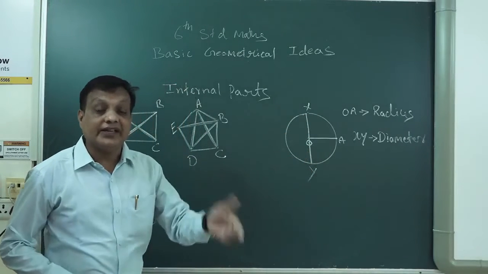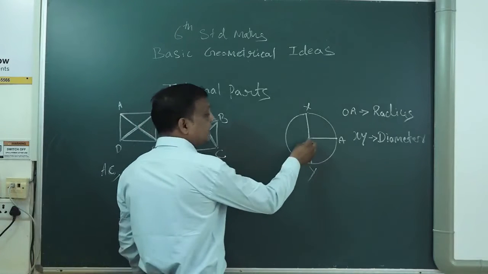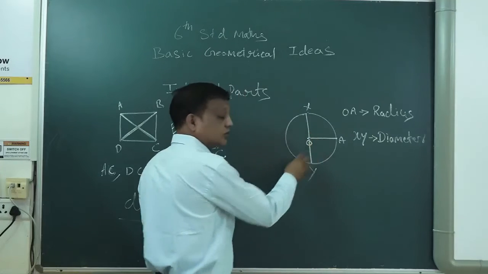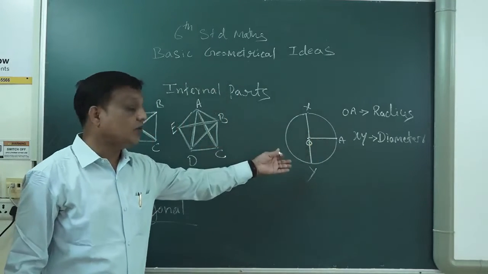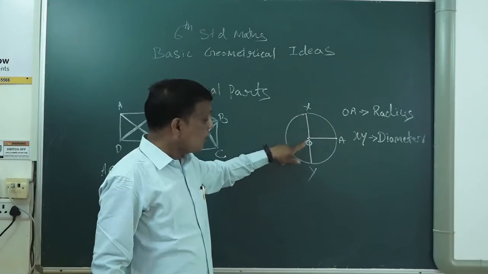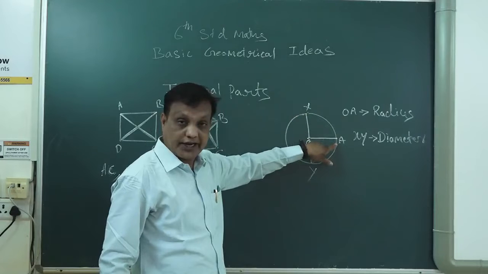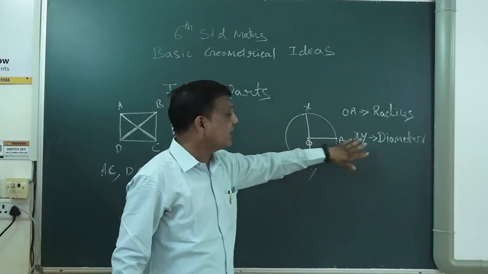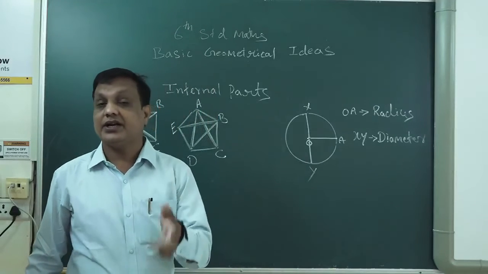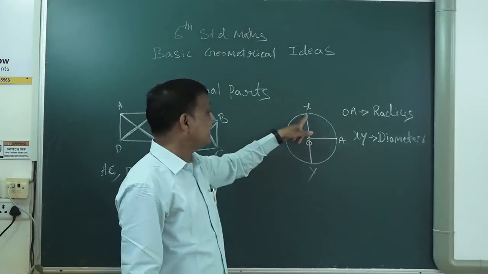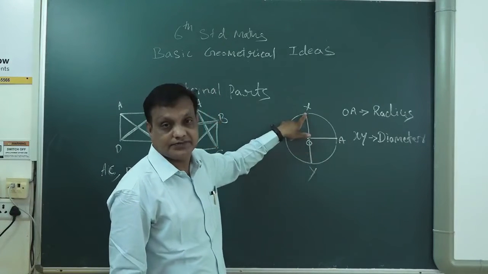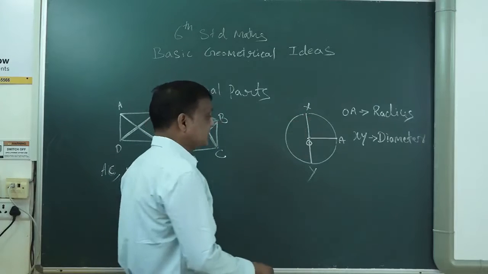If you divide the diameter into two parts, so again you will get a radius. This is what? Point O. XO is also radius, OY is also radius. That's why in the beginning only I said there are so many radius. So OX also radius, OY also radius, OA also radius. Now XY, what is the XY? Diameter. Which cuts the circle into two equal parts. Also diameter is a line which passes through the center from one end to another end. This is diameter. Next we will see chord.